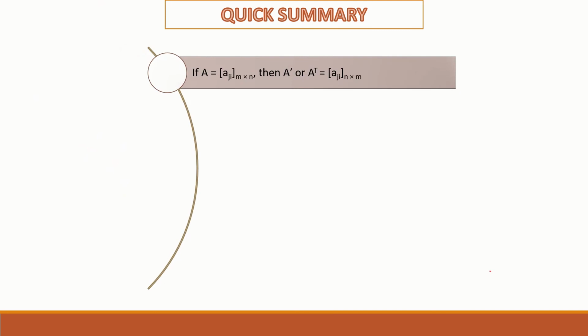So in the first part, we have seen the transpose of a matrix: if a matrix A is equal to Aij of order m by n, and if we take the transpose of it, which is expressed as A dash or A raised to t, it will be equal to Aji of order n into m. That means the rows will be interchanged with columns and the columns will be interchanged with rows. So this is what the transpose of a matrix is.